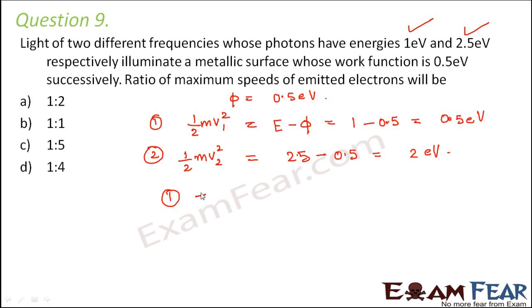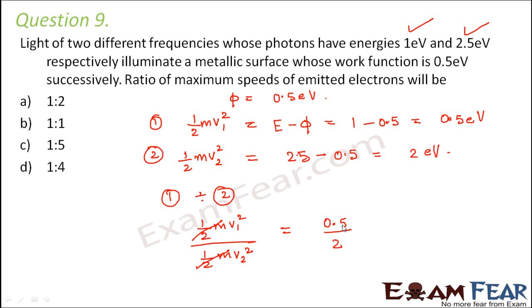So now let us divide these two equations. We get half mv1 square divided by half mv2 square. So half m will get cancelled. So this is equal to 0.5 divided by 2. So 5 4s are 20. So you can say V1 by V2 will be equal to 1 by 2, because here it was V1 square by V2 square and here it was 1 by 4. So 1 by 4 can be written as 1 by 2 square. So therefore we can say V1 by V2 is equal to 1 by 2. So the answer is A, that is 1:2.